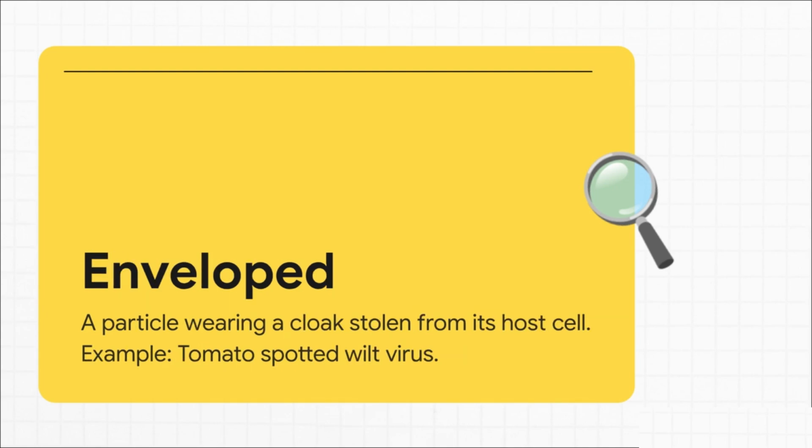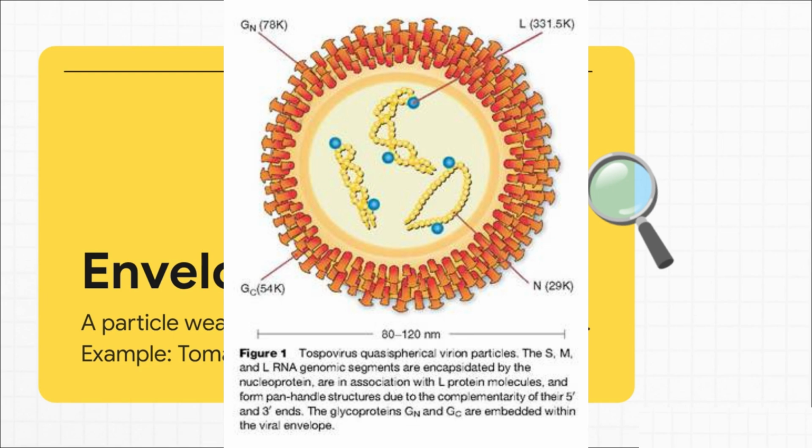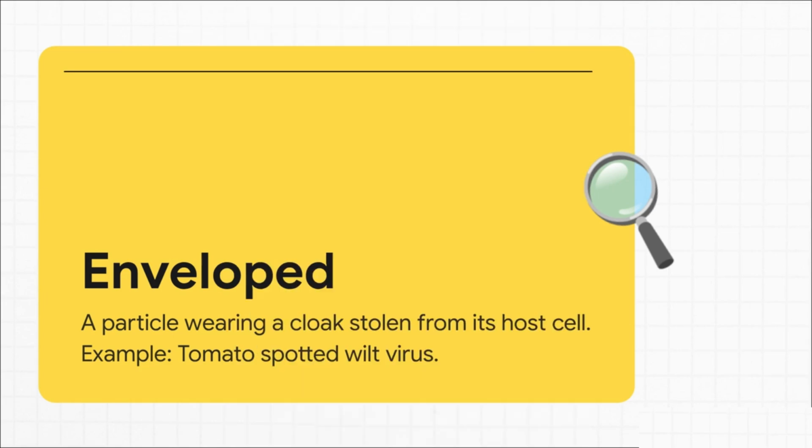And finally, we have the masters of disguise, enveloped viruses. They don't just build a protein shell. They go a step further. They wrap themselves in a cloak, a lipid membrane that they literally steal from the host cell that they just infected. It's the perfect way to hide from the immune system.